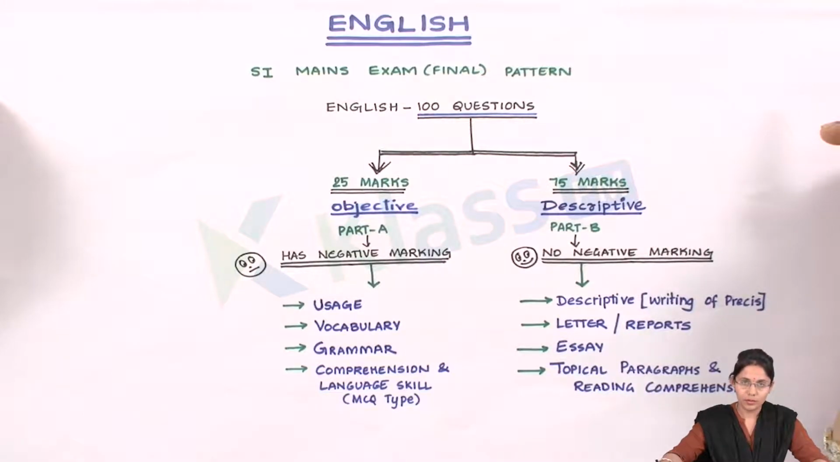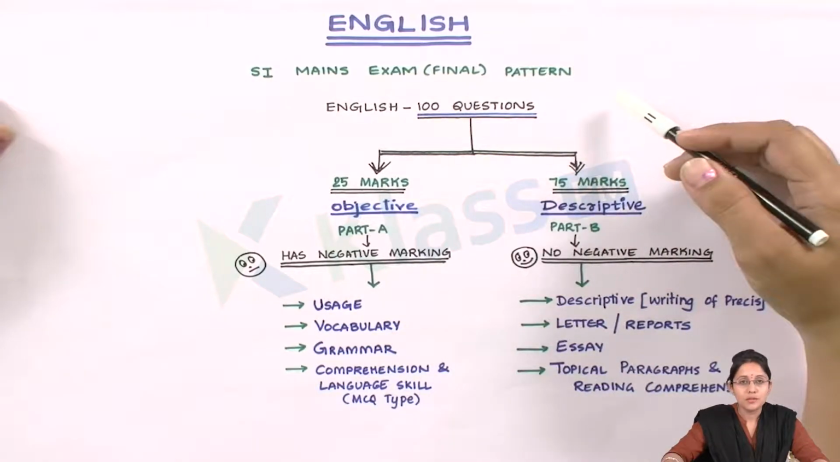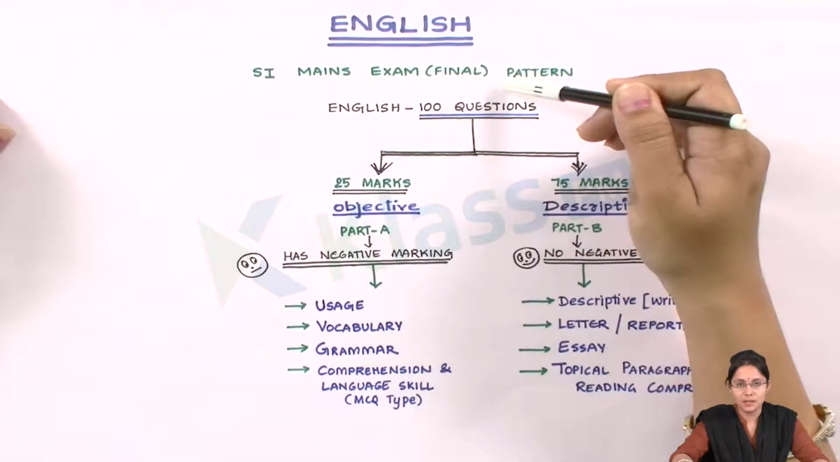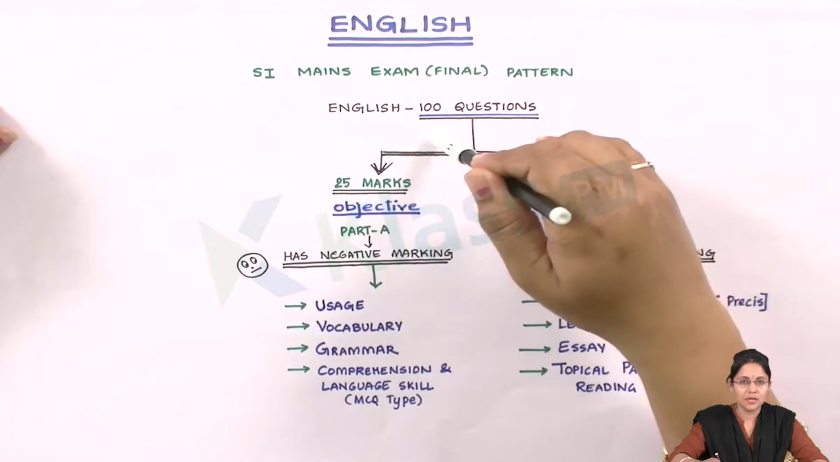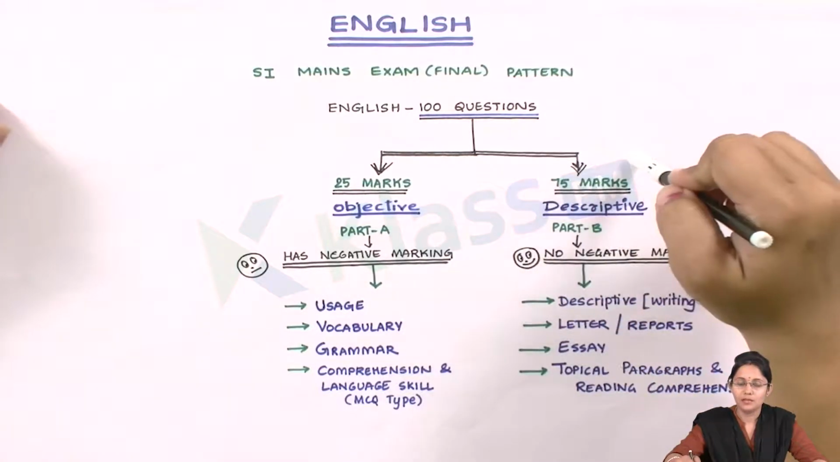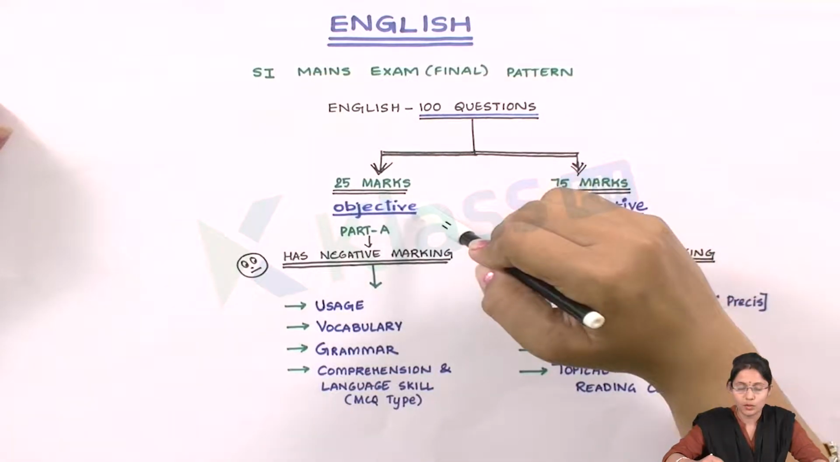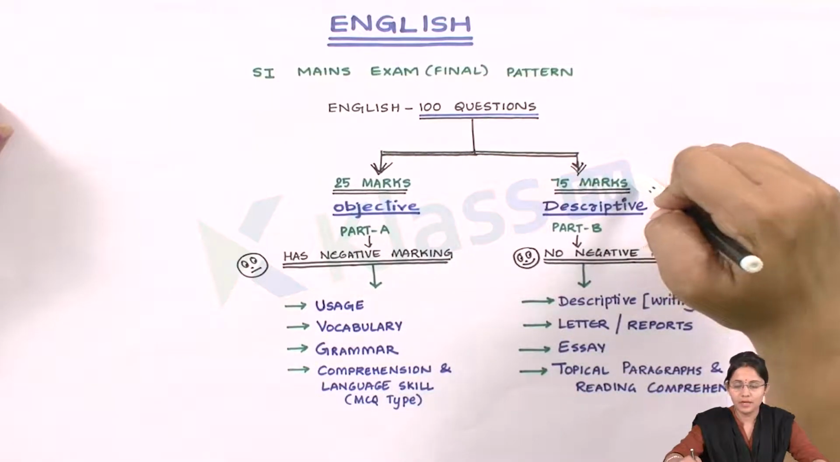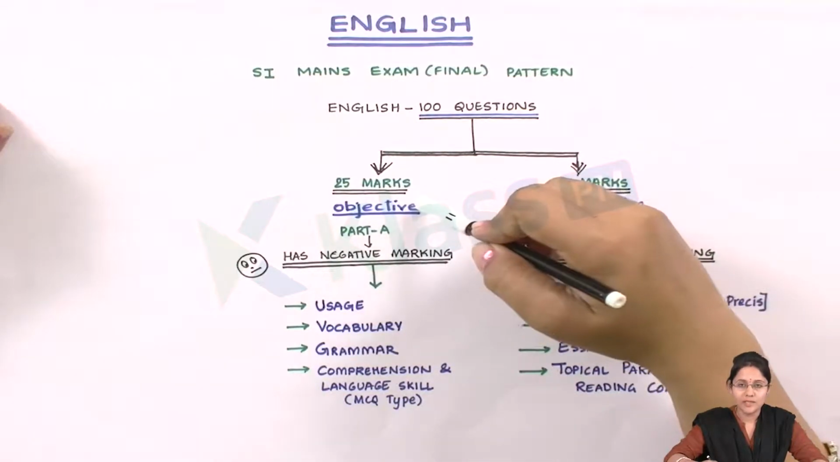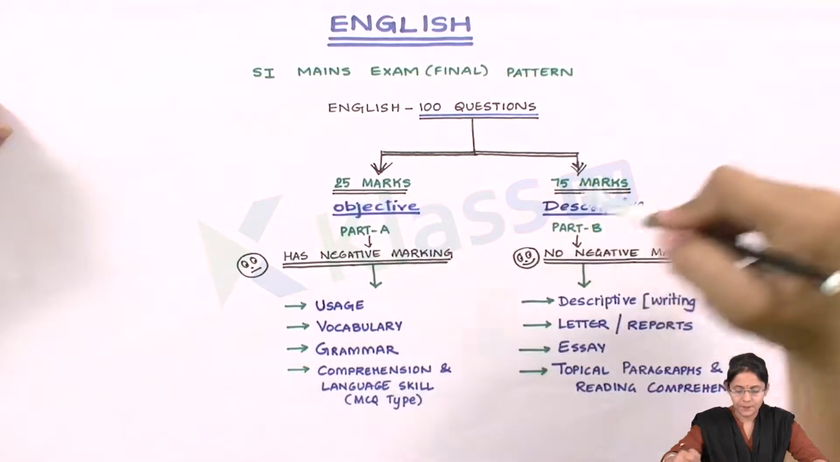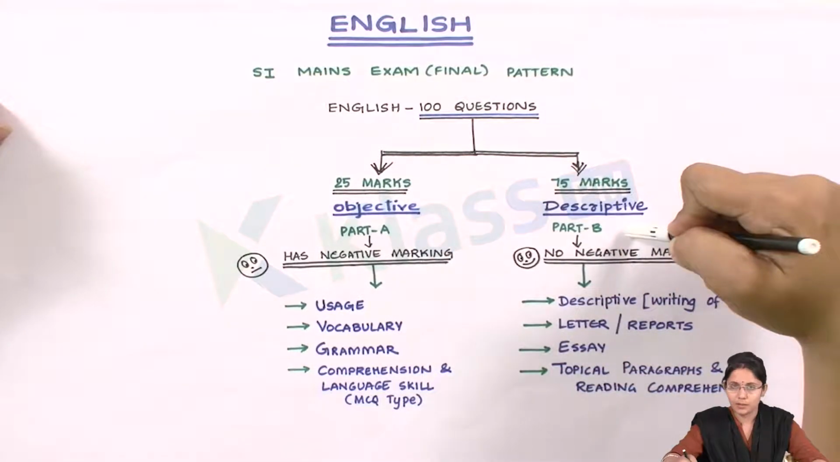Before we enter into the topic, let me start with the introduction of the exam pattern, the syllabus and the number of questions. As you all know, the English paper is of 100 marks. Out of 100 marks, we have 25 marks for objective type and 75 marks for descriptive type. Objective type is known as Part A and descriptive type is known as Part B.